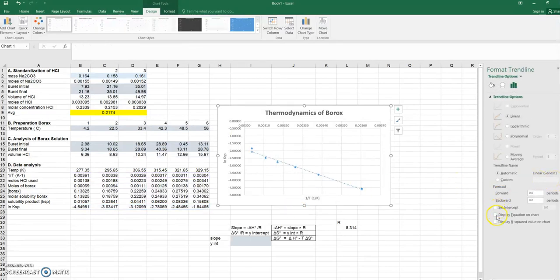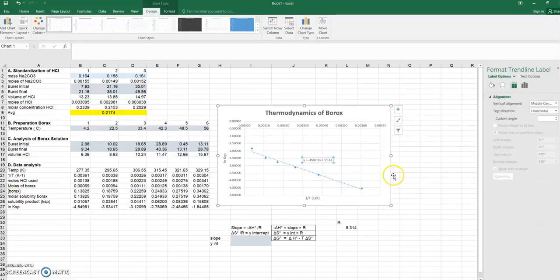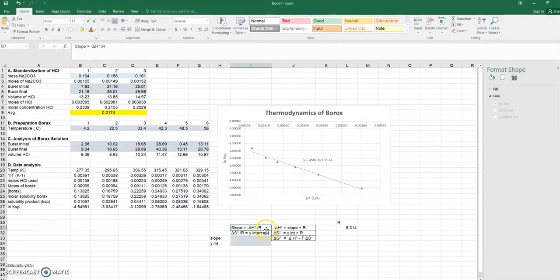And over here it will give you display equation on chart. So that's this value right here. You don't have to worry about the r squared. But once you have the slope, you can access your negative delta h over r, and then s over r, the y-intercept. So my slope, I'm going to enter it in here. That's negative 4507.2. The y-intercept is 11.63.